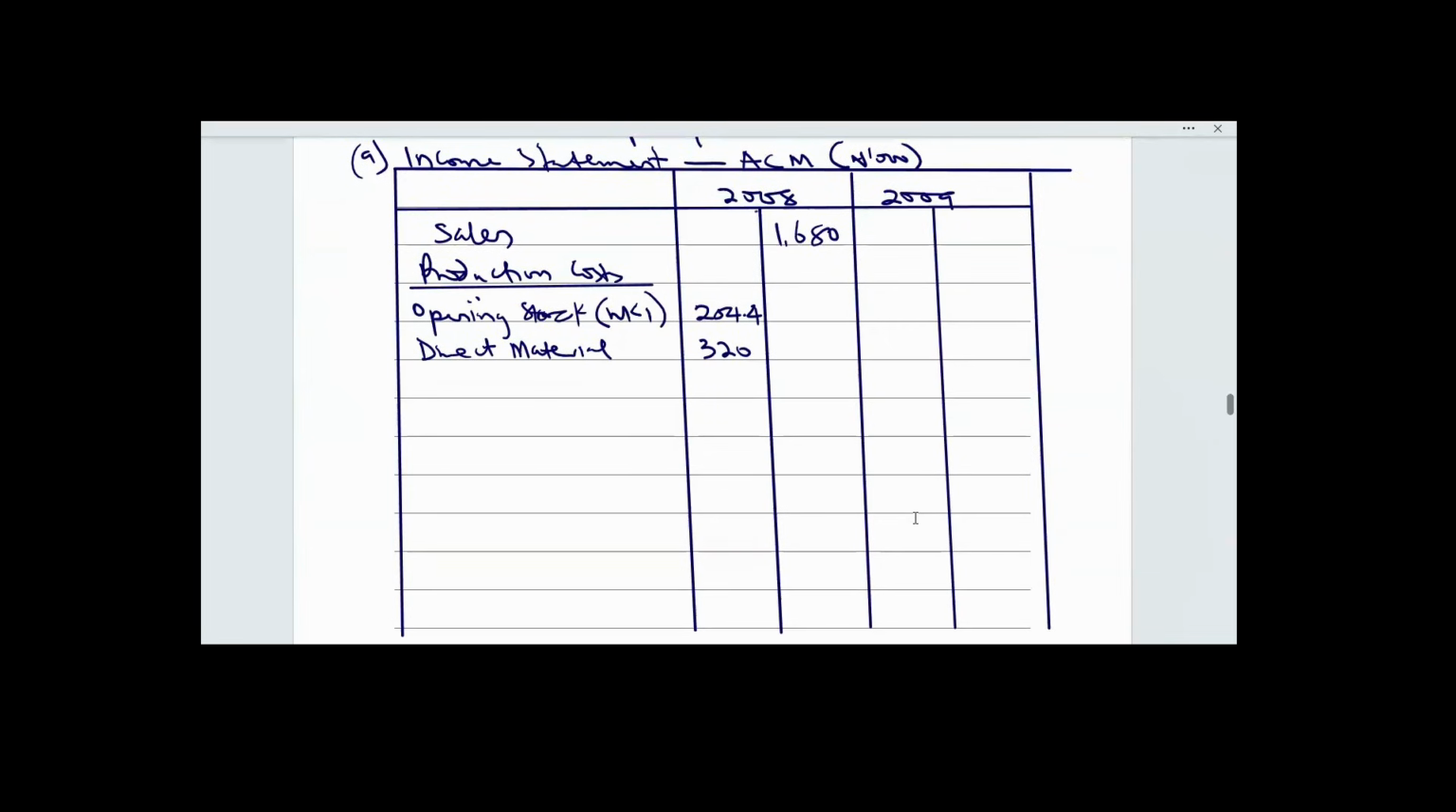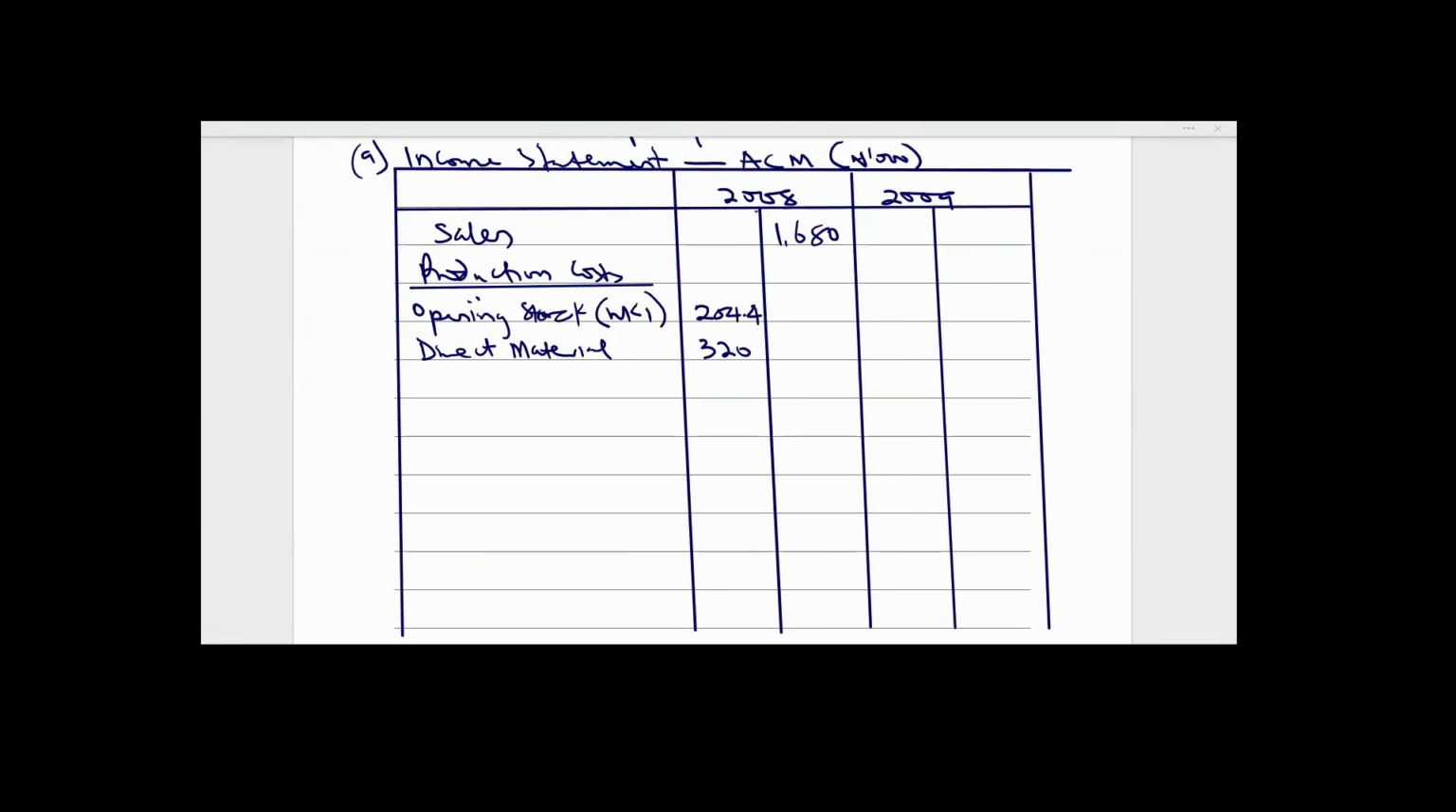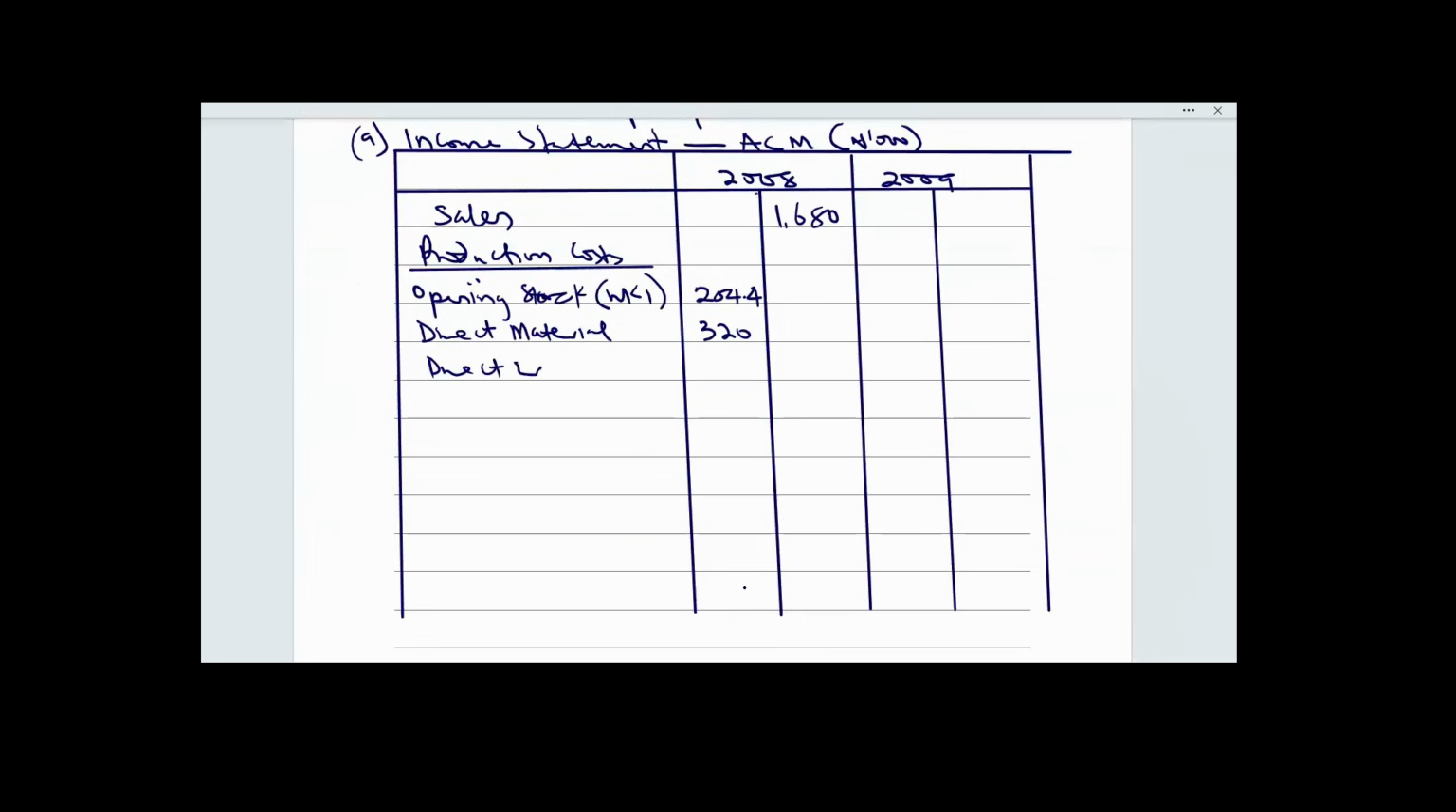All right. After direct material, we also have direct labor. Direct labor per unit is 1 naira 50 kobo. So direct labor, 1 naira 50 kobo multiplied by 200,000 units produced, will give us 300,000.